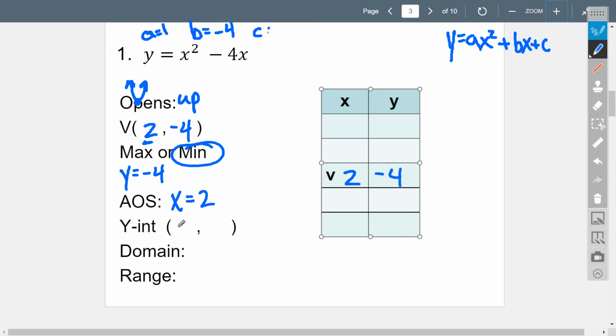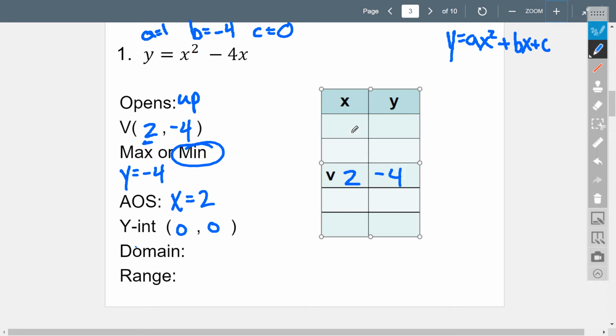The y-intercept, of course, would be the c value, because if you replace x with 0, all that's left is the c value. Well, the c value is 0, so the y-intercept is (0, 0). Now, we'll come back to the domain and range after we do the graph.